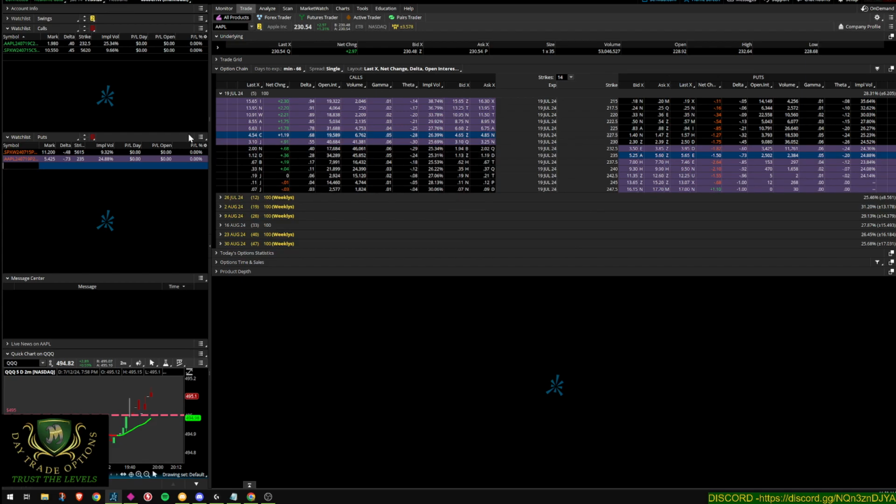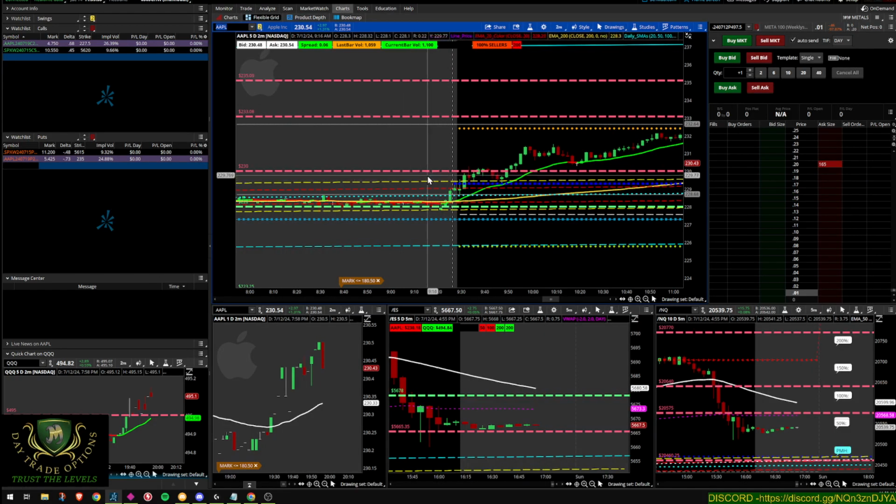Same goes if you need to change your calls, and that way you don't load up with too many variables over here. That's just the way I do it. It makes it clean, keeps it easy. So now the way I trade it is like this.